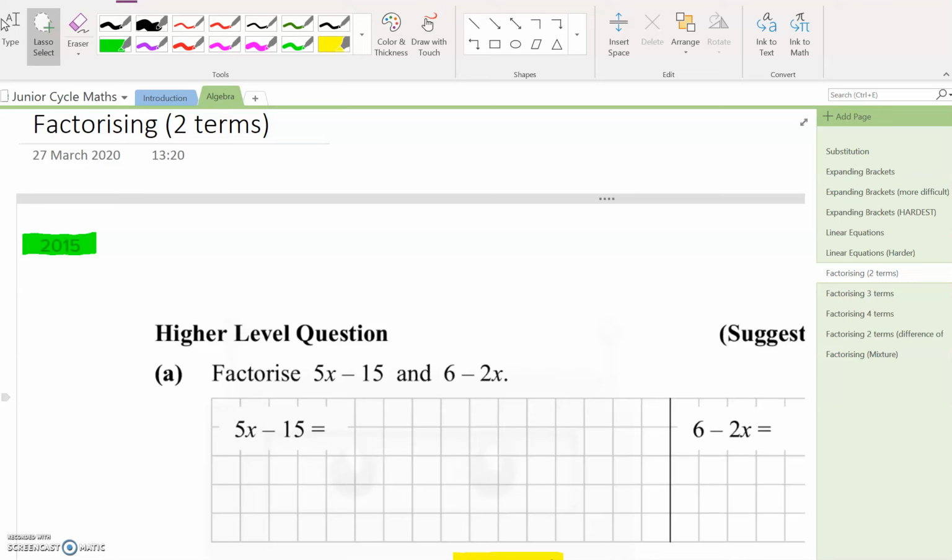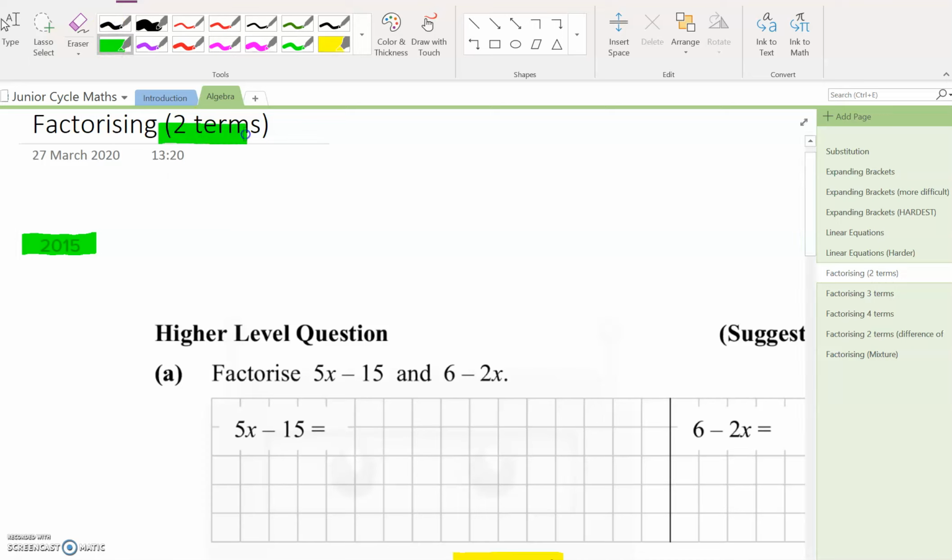Hello and welcome to this short video on factorizing, and in particular factorizing two terms. So when there's two terms in the question. Just to explain, in factorizing questions, when you're asked to factorize, you could be asked to factorize a question that has two terms, three terms, or four terms. And understanding the difference between the different techniques of how to do it is really key.